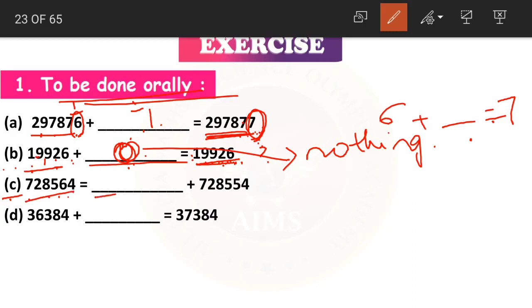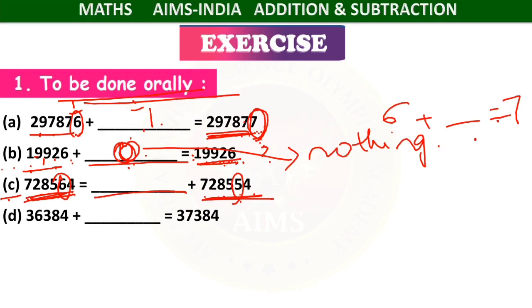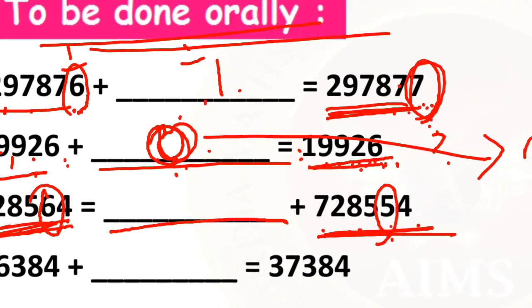7,28,564 is equals to dash plus 7,28,554. Now this is the sum here and this is the addend. Yes, 564 is the sum, 554 is the addend. What do you observe, children? We can observe that the digit in tens place is different. See, let me zoom it in.